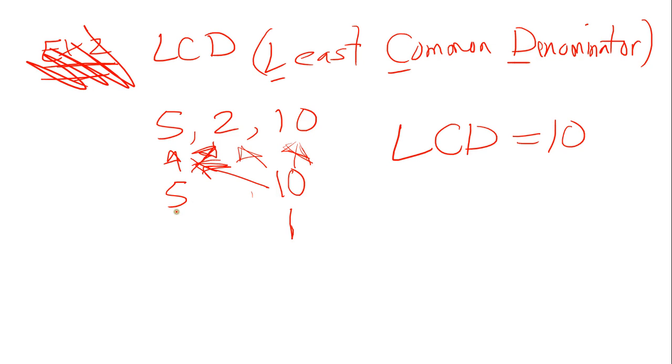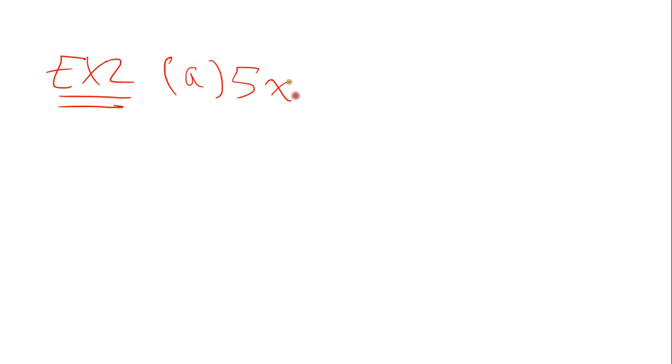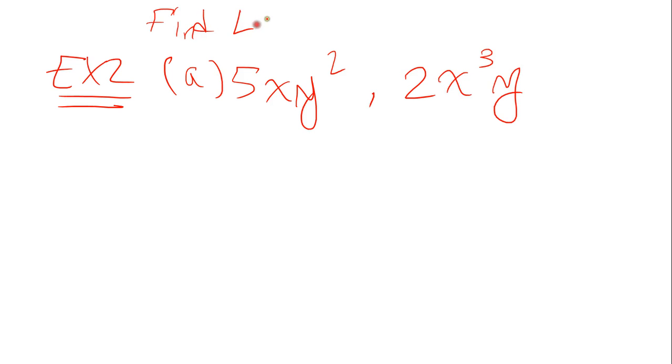Alright, so just in terms of numbers, let's say in example 2, they give us, and I'll do part A, we have 5xy squared and 2x cubed y, and we're to find the LCD.